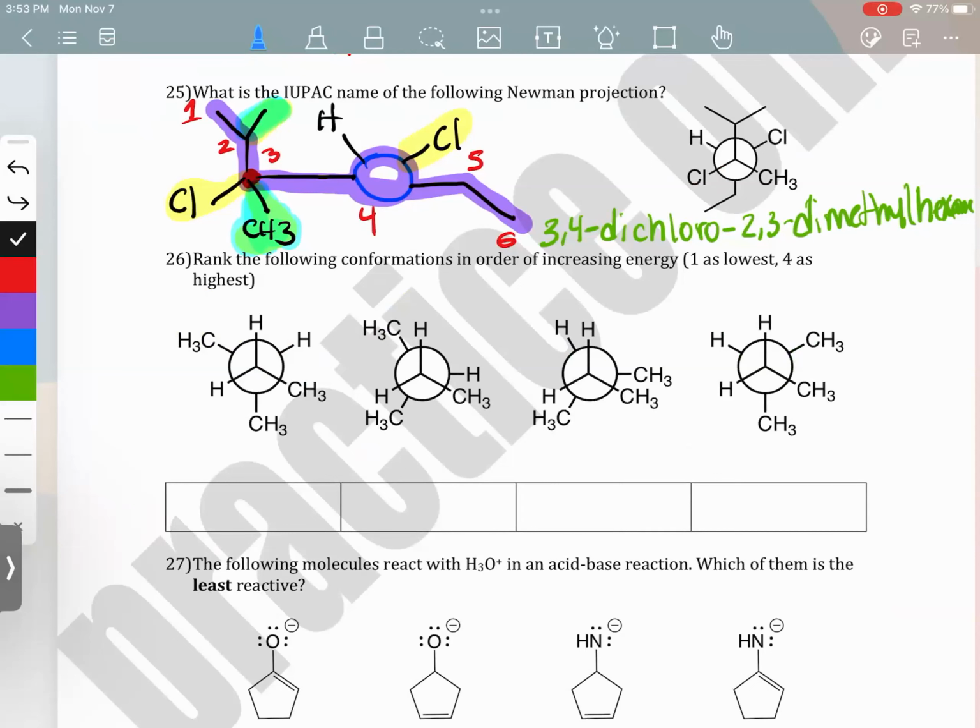All right, let's go to the next question. Rank the following conformations in order of increasing energy, 1 as the lowest energy and 4 as the highest. So we do see different conformations. We see 2 staggered and 2 eclipsed. So now it's about the energies. So between the 2 staggered here, let me do it this way. 1, 2, 4 is like this.